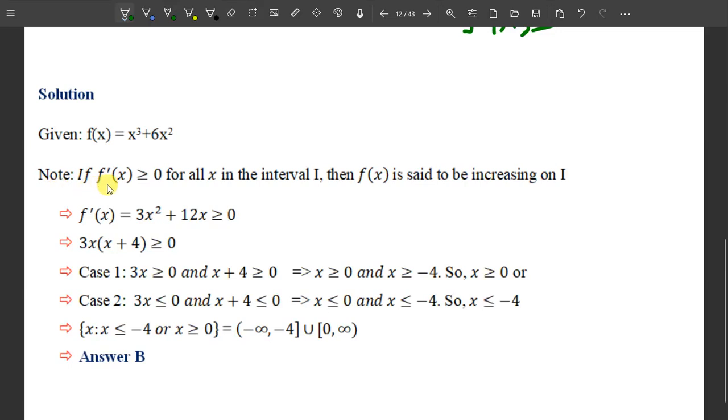Note that if f prime of x is greater than or equal to 0 for all x in the interval I, then f of x is said to be an increasing function on I. Therefore, derive this function: 3x squared plus 12x greater than or equal to 0. And then we can rewrite this as 3x times x plus 4.